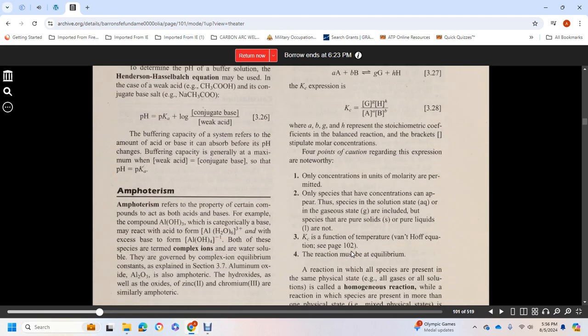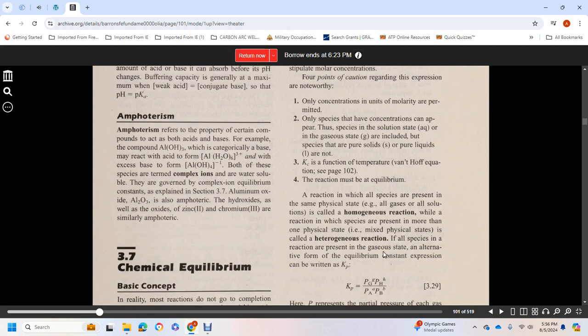Your equilibrium constant expression is a function of temperature. The equation of the reaction must be at equilibrium. A reaction in which all species are in the same physical state, all gaseous or all in solution, is a homogeneous reaction, while a reaction that presents more than one physical state, mixed physical states, is called a heterogeneous reaction.